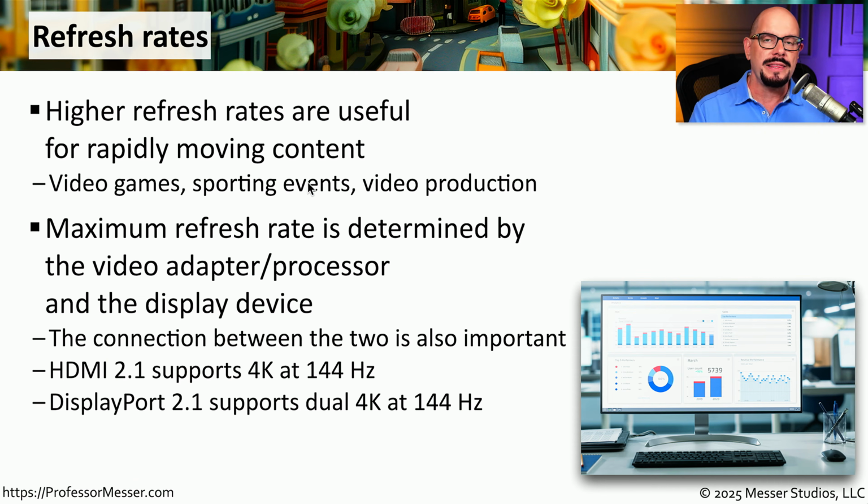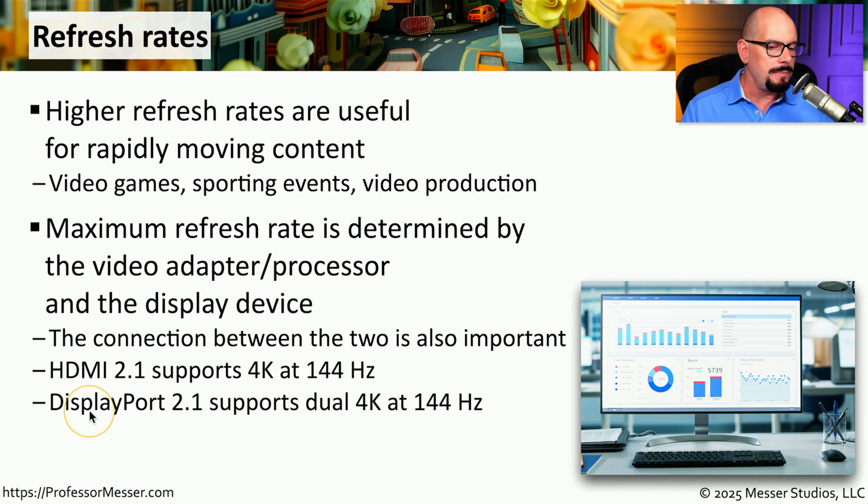We need to be sure that the video card or video subsystem can support the refresh rates that we need. And we also need to be sure that the connection type that we're using is also able to support those same refresh rates. For example, if you're using HDMI, the 2.1 version of HDMI supports a 4K resolution at a total of 144 Hz maximum.